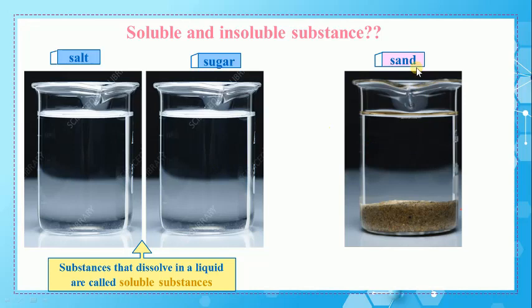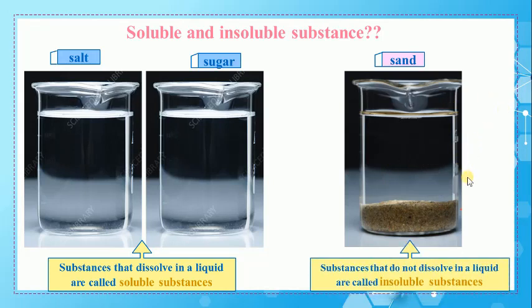Now, is sand dissolved in water? No, since sand and water form a heterogeneous mixture made up of two phases, the sand phase and the water phase. What do we call the substances that don't dissolve in a liquid? Very good. Substances that do not dissolve in a liquid are called insoluble substances. Then sand is an insoluble substance in water.